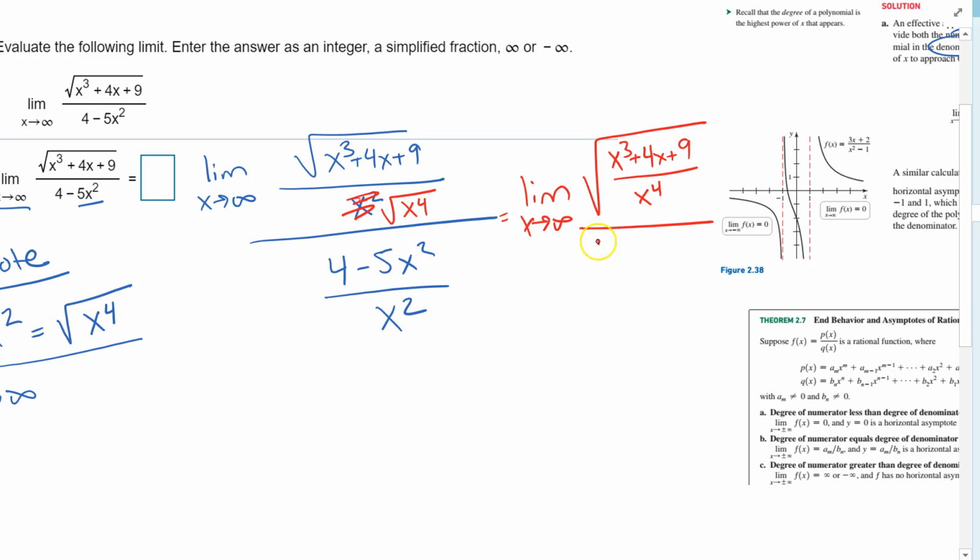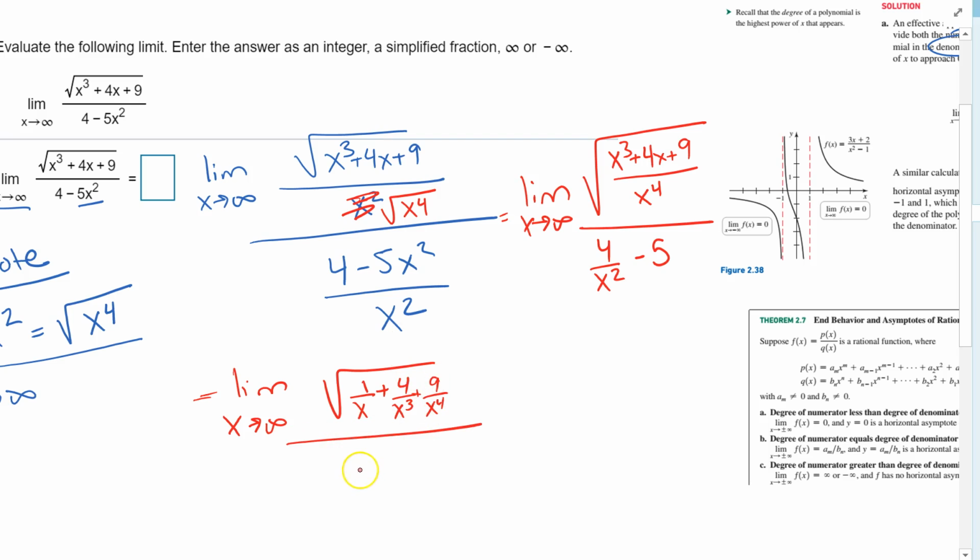And then here I would have 4 over x squared minus 5. It turns out that each one of these terms can be simplified. If I go one step more, I'd have the square root of 1 over x plus 4 over x cubed plus 9 over x to the fourth, divided by what I had up here. Essentially, if I let x go to infinity, this term's going to go to 0, this term's going to go to 0, and this term's going to go to 0.